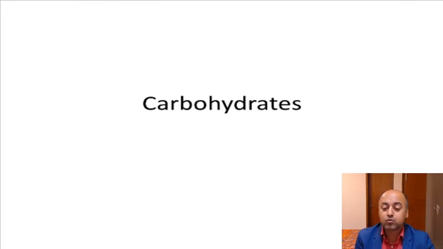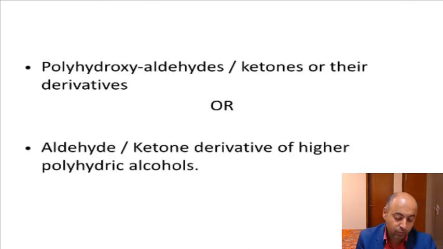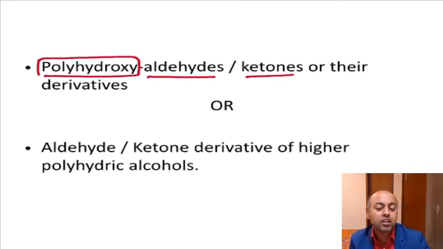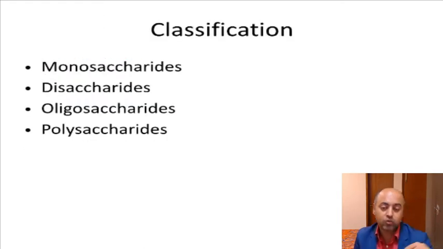Let's move on to the carbohydrates. So about carbohydrates, first we have to understand their nature. In nature, we have multiple hydroxyl groups along with an aldehyde or the keto group. So first part, how do you describe them? They have multiple hydroxyl groups. They have either aldehyde or the ketone.